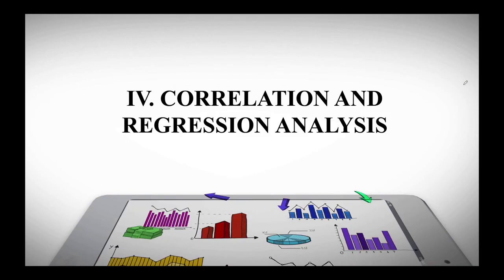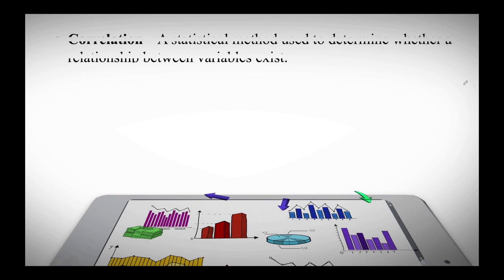Again, this is chapter 4, correlation and regression analysis. Before having the calculation itself, it is very important that we first know the terminologies that we may encounter along the way. So first, of course, the correlation. When we say correlation, this is a statistical method used to determine whether a relationship between variables exists.